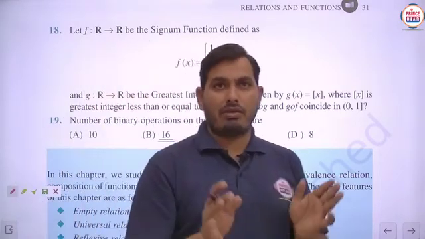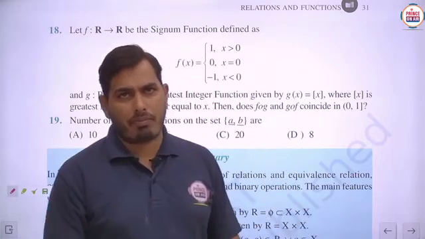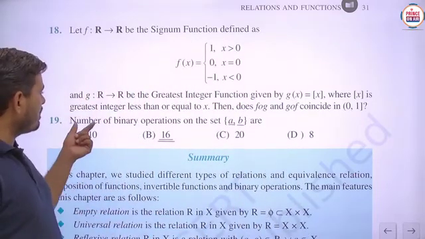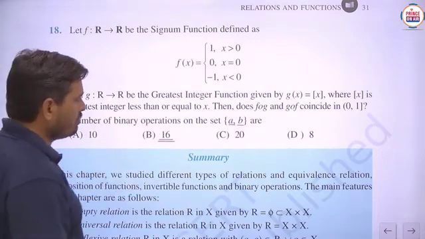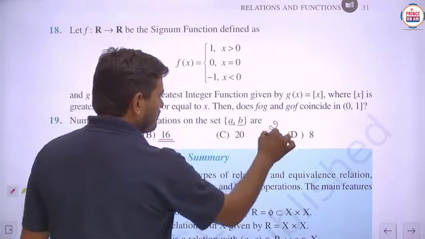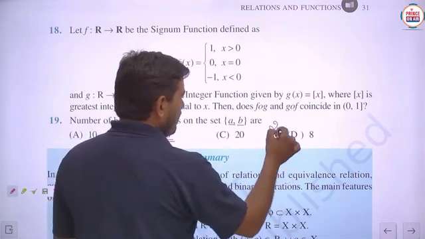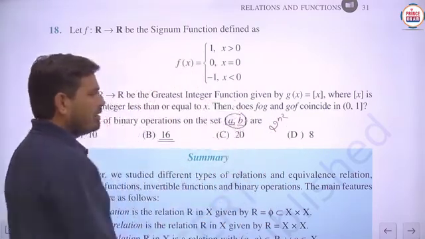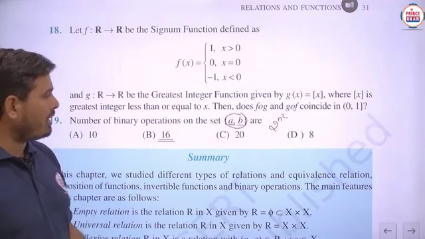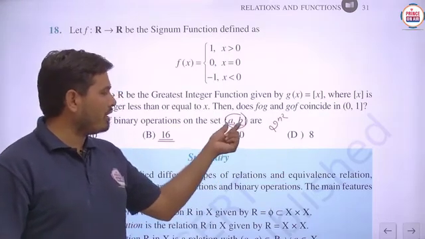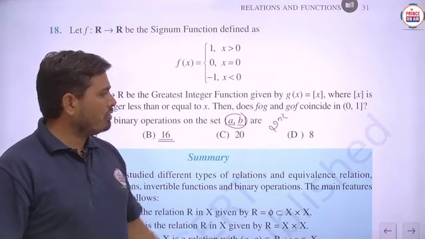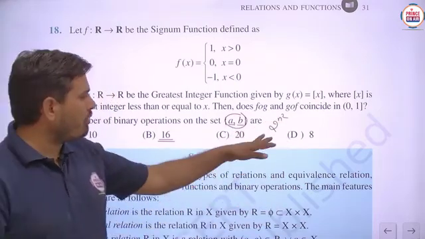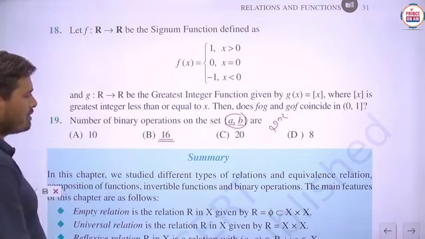Students, a binary operation is always applied between two elements. Then we just have to calculate the total number of binary operations. The total number of binary operations will be written as 2 raised to the power n squared, where n is the number of elements. Here there are two elements, so n is 2. So 2 squared equals 4, and 2 raised to the power 4 gives the answer 16.